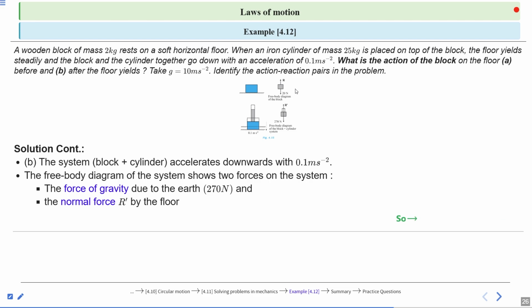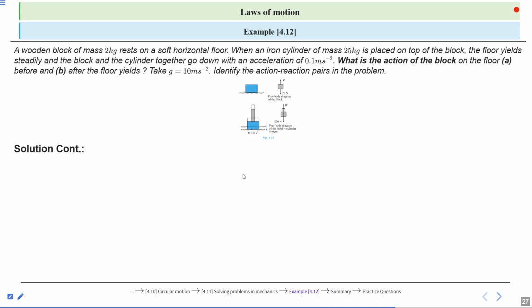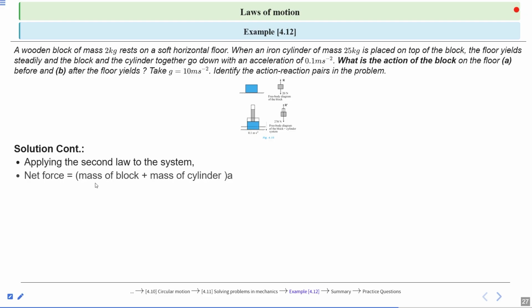So from this diagram, first condition and second condition, this is clear that the action is vertically downward and the reaction is vertically upward. Clear? So applying the second law to the system, net force is equal to mass of the block plus mass of the cylinder into A, where A is the acceleration.